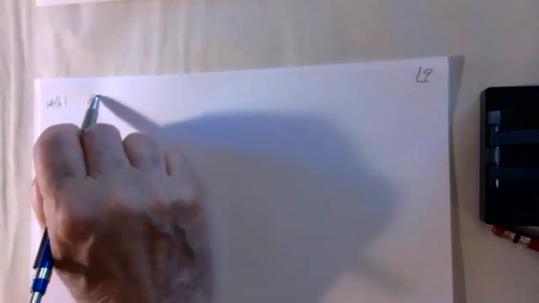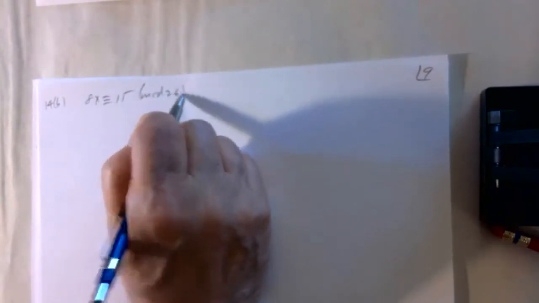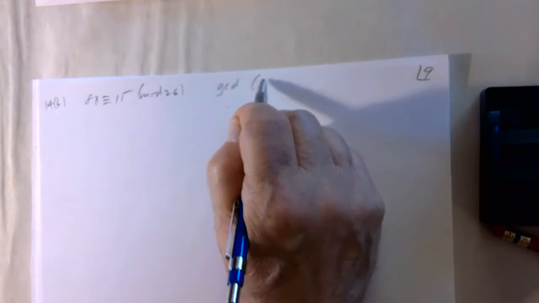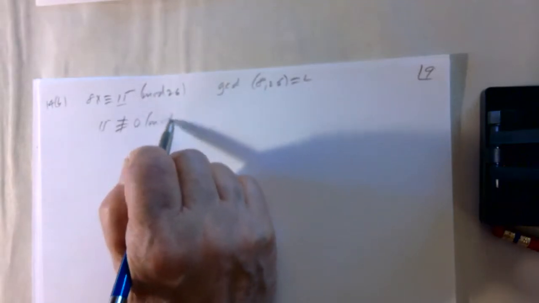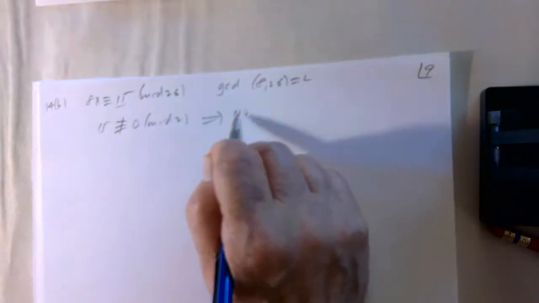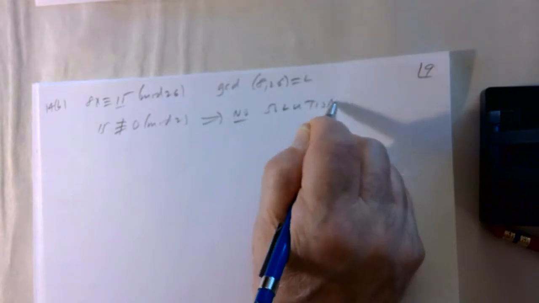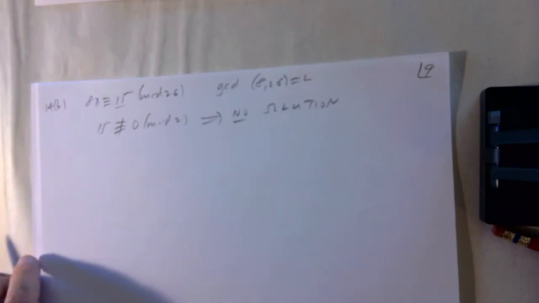Part B, 8x congruent to 15 mod 26. So the GCD of 8 and 26 is 2. And 15 is not congruent to 0 mod 2. So there's no solution. So find all integer solutions. Well, the answer is there are none for this congruence because it doesn't satisfy the necessary and sufficient condition for a linear congruence to be solvable.